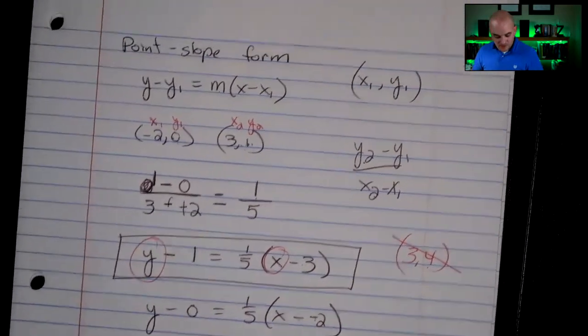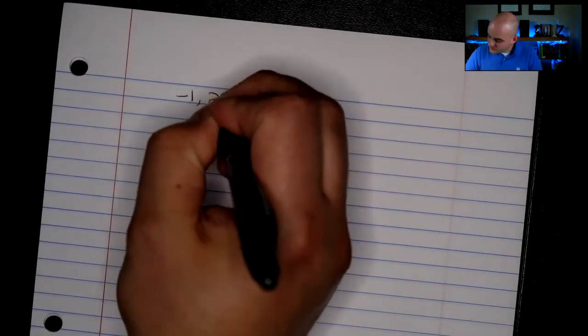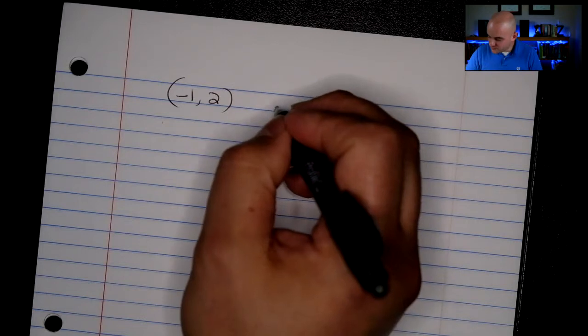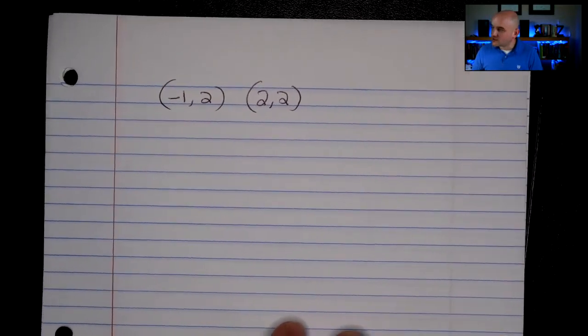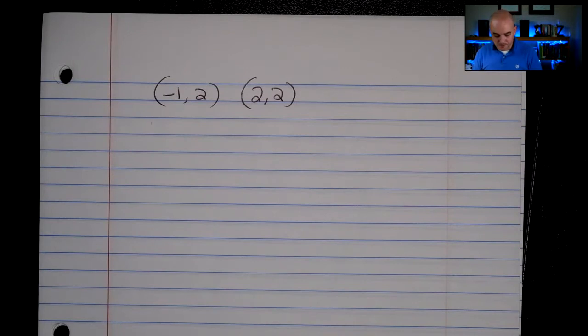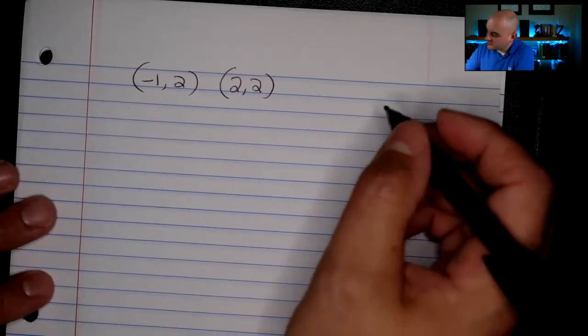You try one. So that's point slope form written out for you. Let's see if you can do another one. Let's try -1, 2, and 2, 2. Write the equation in point slope form of that line there. All right, I take it you pause the video and try to write it out.